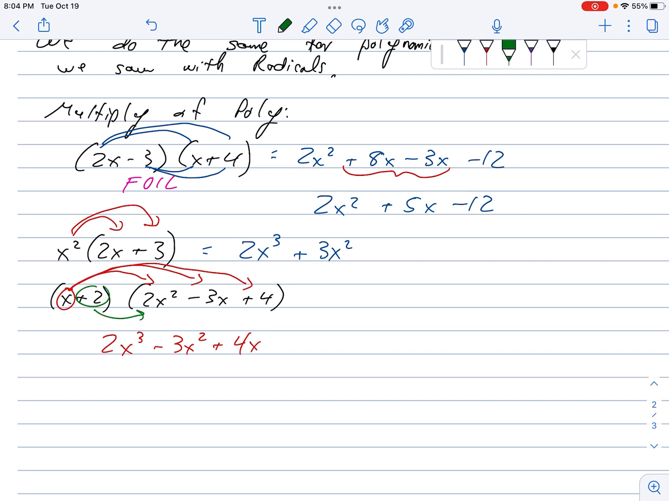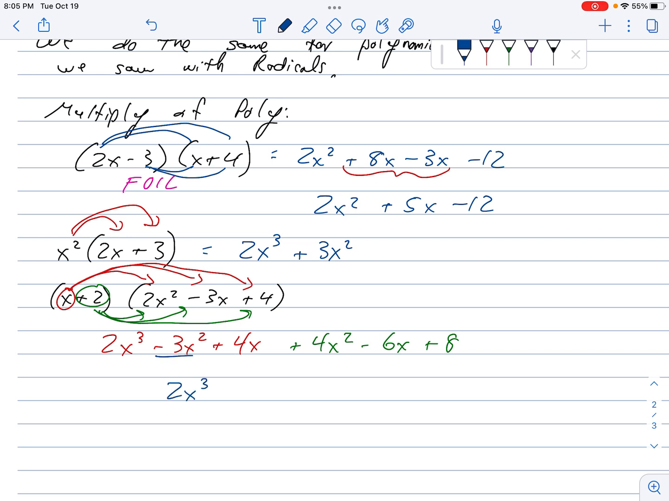Same thing with the plus 2 goes to all 3. So essentially this is like big FOILing, or I just call it distributing. First term into all 3, second term into all 3. 2 times 2x squared would give me a 4x squared minus 6x plus 8. So here's 2, 2, 2. There it is. Just as we saw above, there are like terms I should be able to combine.